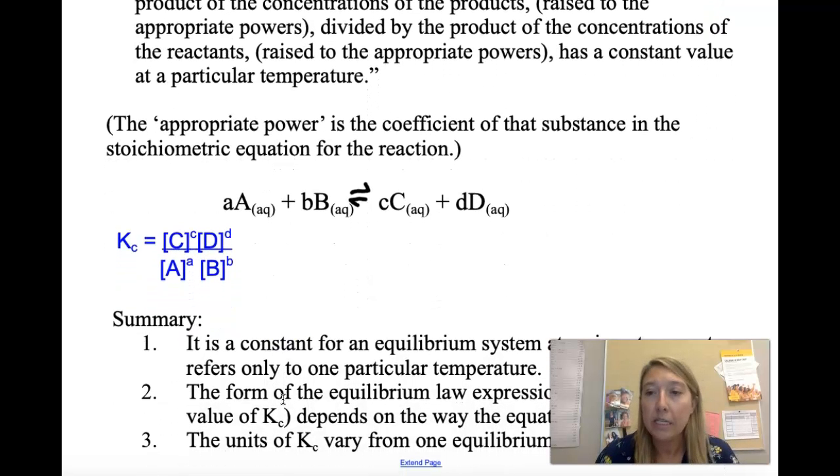So Kc is always going to be for the forward direction because it's the products over the reactants. And if we were dealing with the reverse direction, we would have to flip that whole thing over. So you do find, though, that because of that, the Kc of the forward and the reverse are just the inverse of each other. So it's pretty straightforward to be able to determine what it is.